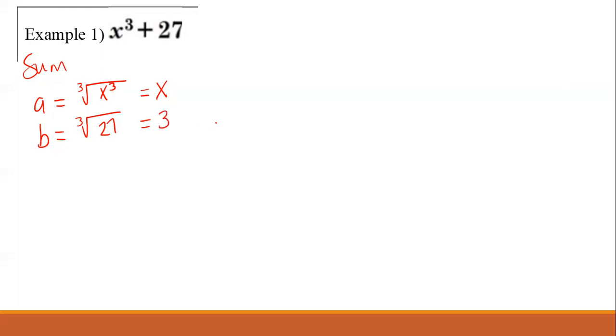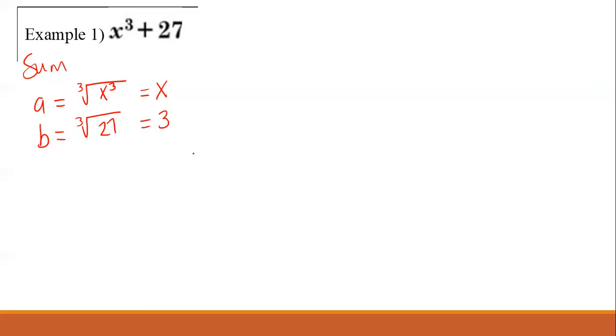Let's dive on in. So here we have x cubed plus 27. Okay, I know that it's a sum situation because it's a plus sign. So to find my a, a is going to equal the cube root of my first term. And what's the cube root of x cubed? X. To find my b, b is going to equal the cube root of my second term, which is 27. The cube root of 27 is 3. 3 times 3 times 3 equals 27.